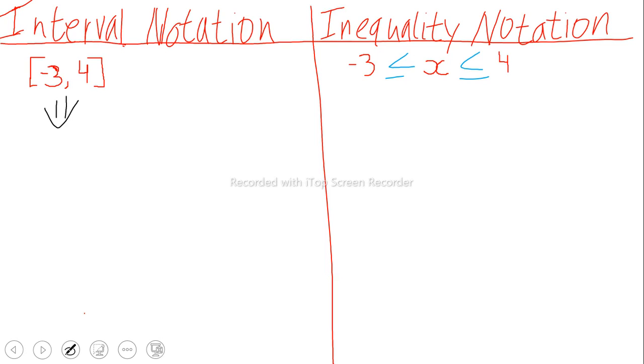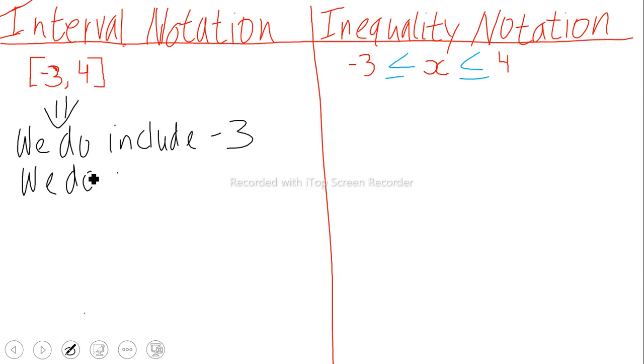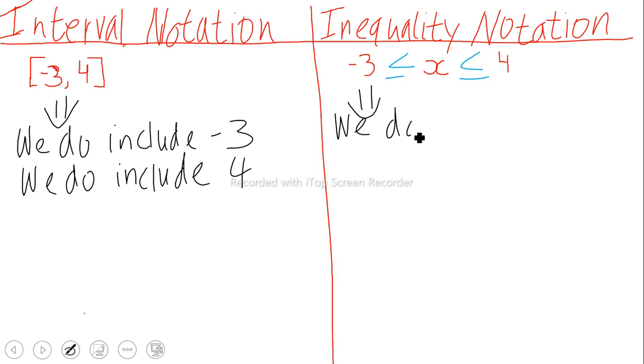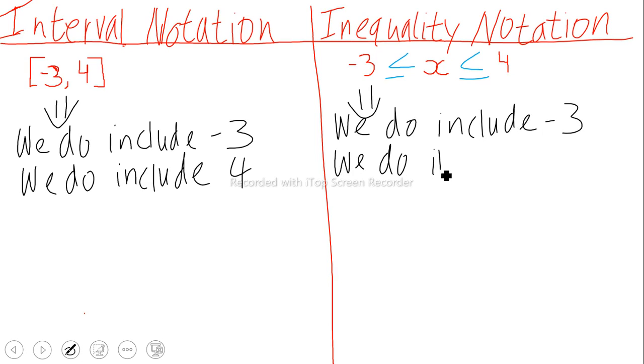So written in words, we say we include all the numbers in between -3 and +4, but we do include -3 and we do include +4. Next up, we write the same thing. We do include -3 and we do include +4. Alright, awesome.